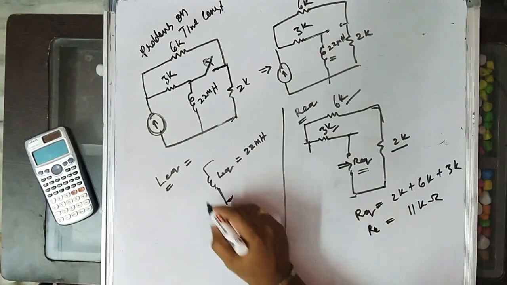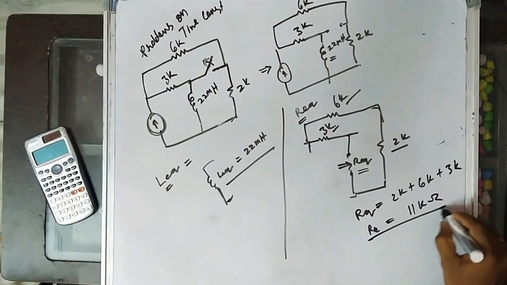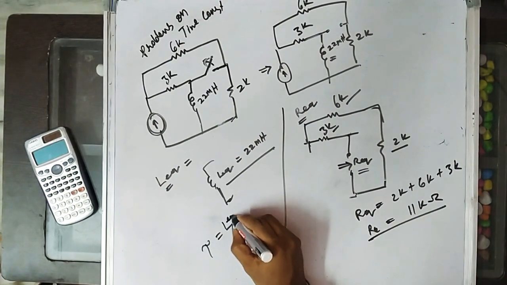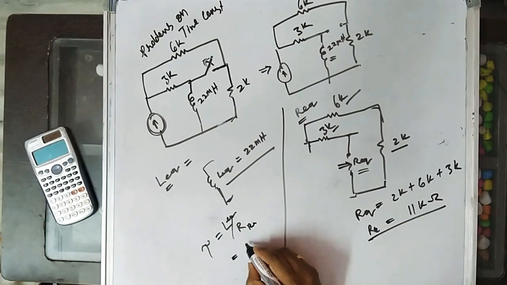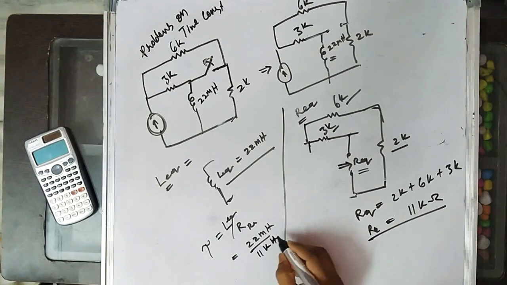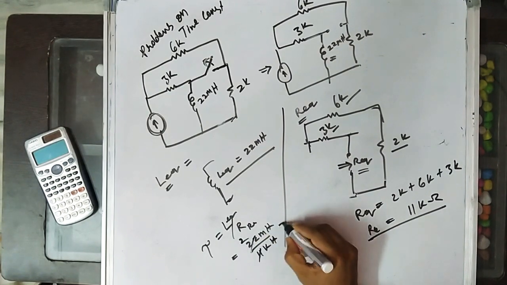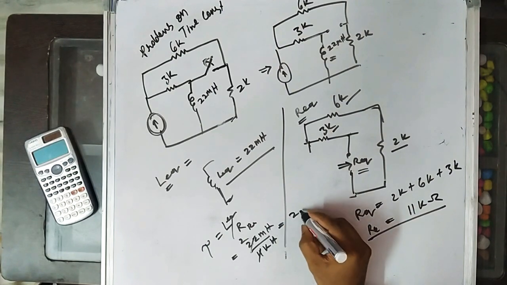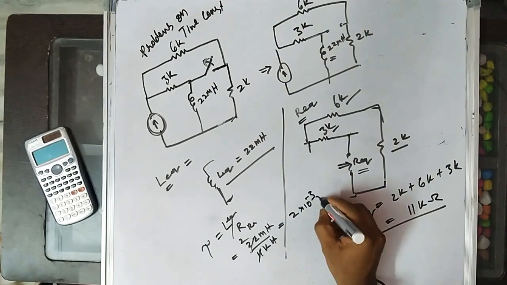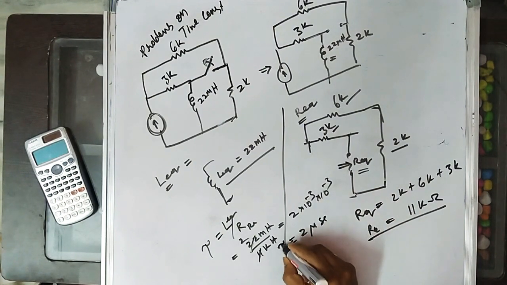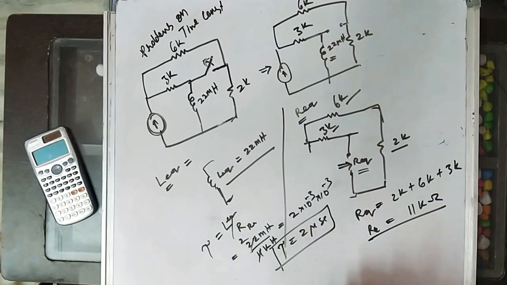You have L equivalent, you have R equivalent. Now time constant tau equals L by R. L equivalent over R equivalent, so we get 22 millihenry by 11 kilo ohms. Taking the K upward, into 10 power minus 3 into 10 power minus 3, we get 2 microseconds. So time constant tau equals 2 microseconds for that circuit.